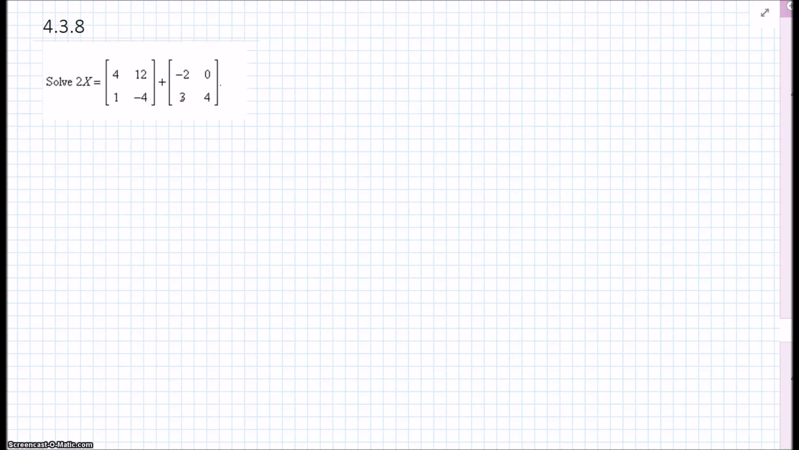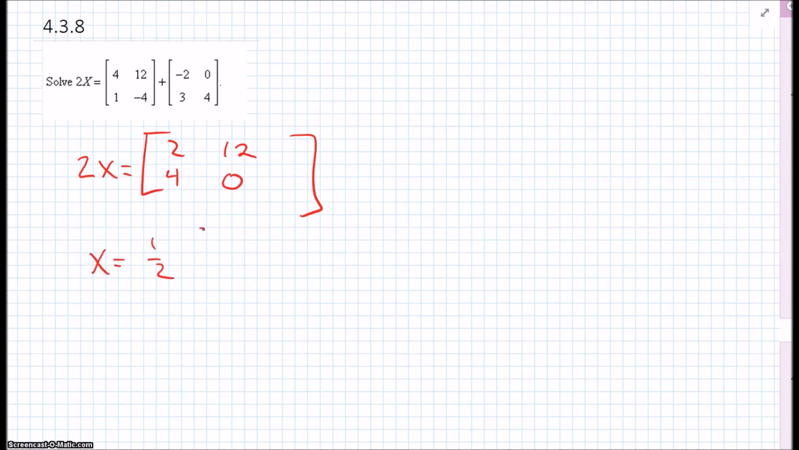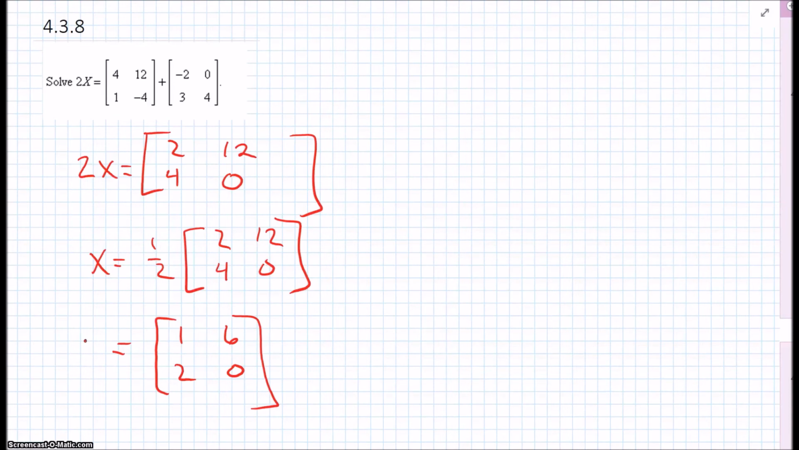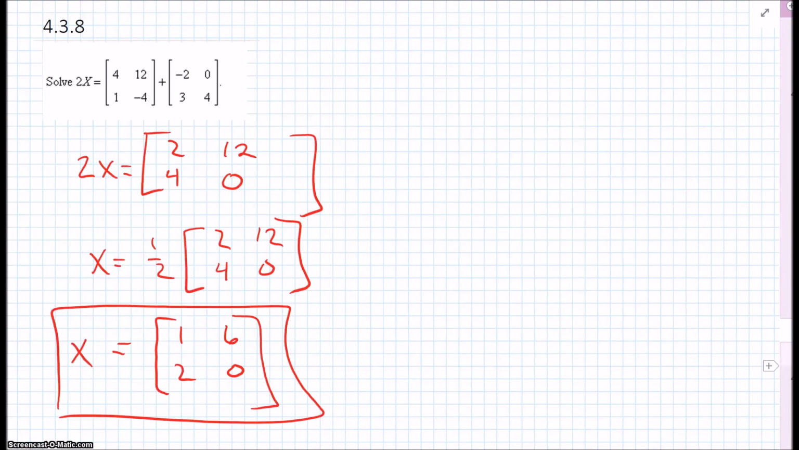Solve 2X equals the sum of these two. So 2X equals, let's go ahead and add those. 4 plus negative 2 is 2. 12 plus 0 is 12. 1 plus 3 is 4. Negative 4 plus 4 is 0. So X is going to equal 1/2 of [2, 4; 12, 0], which is going to equal [1, 6; 2, 0]. So matrix X in this example is [1, 6; 2, 0].